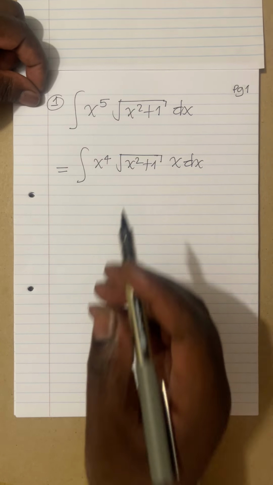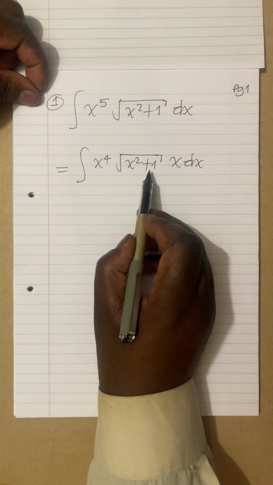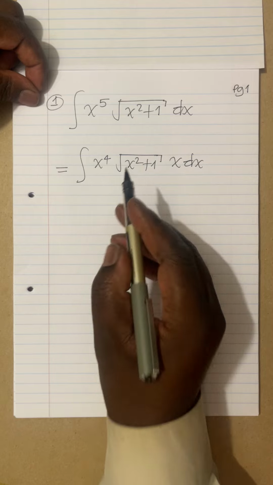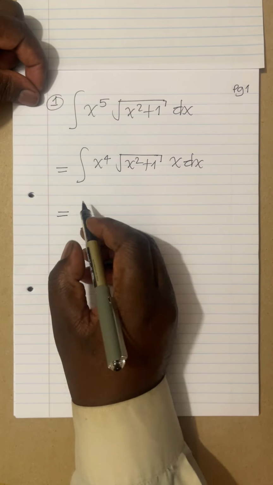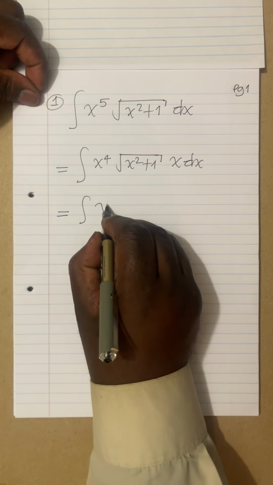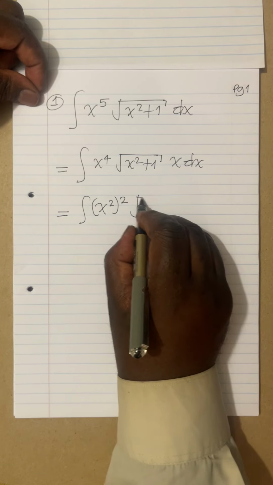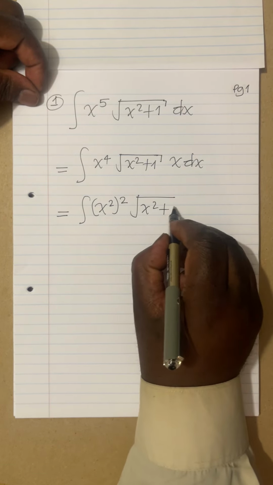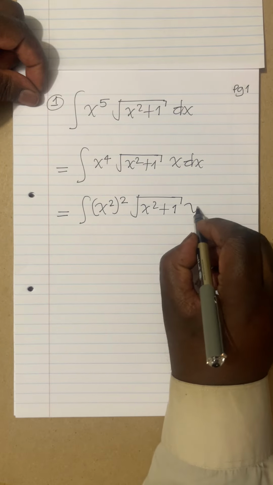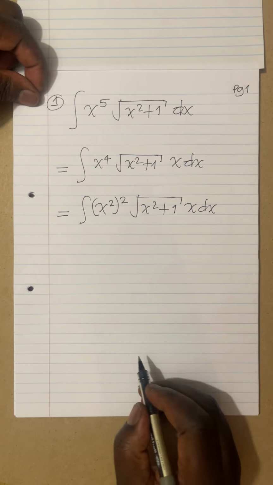Now, I have x squared plus 1 here. I can produce x squared from there. So I'm going to rewrite this in my next step as the integral of x squared, the whole of this squared, and then square root of x squared plus 1, and then x dx, like so.